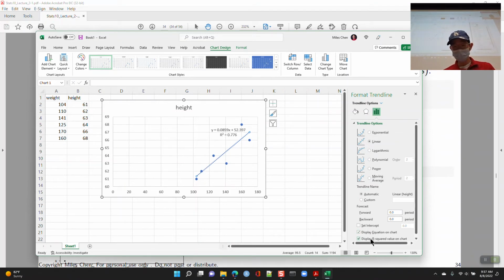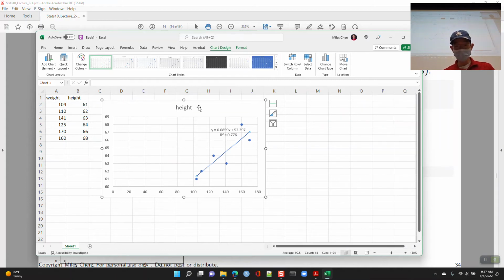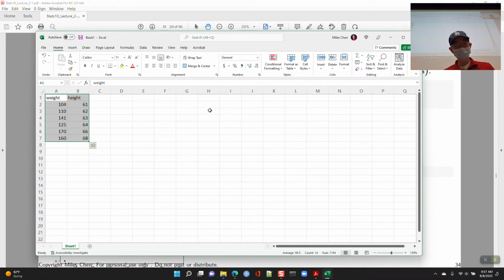Maybe display the R² value, okay? So again, the way we did this, just to show you, if you wanted to do this in Excel, don't do Excel for your lab, okay? For your lab, you got to use R. But outside of this class, if you wanted to do something like this.